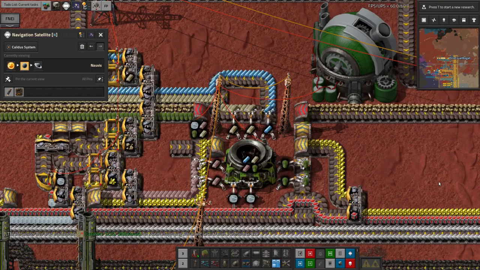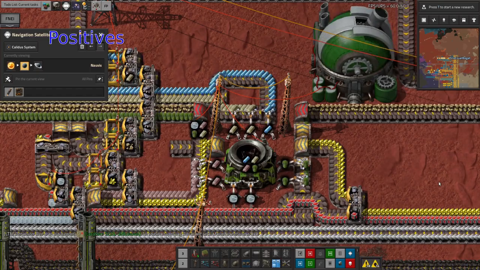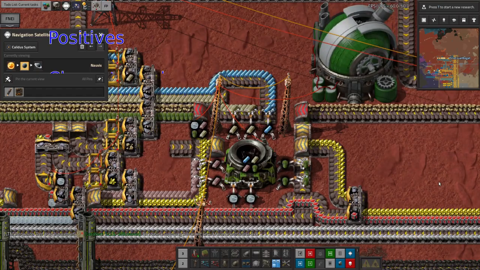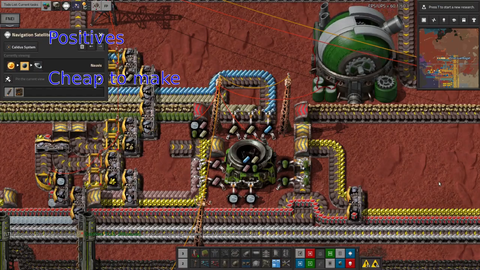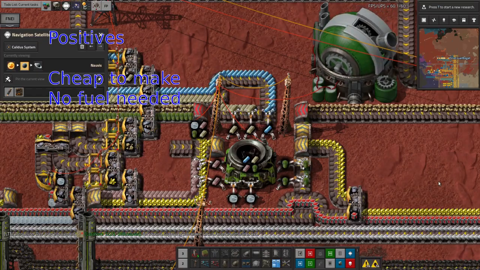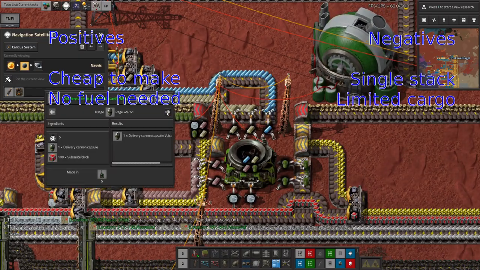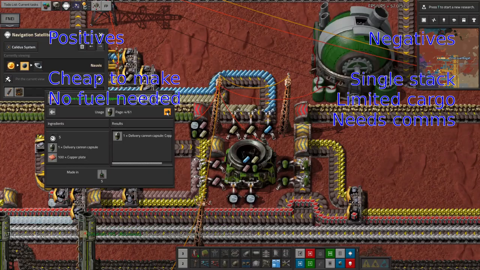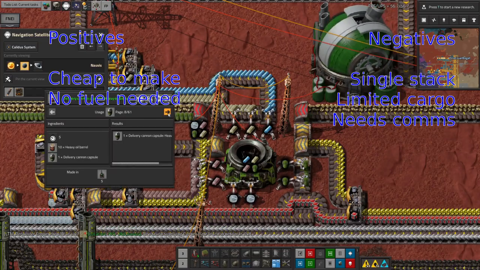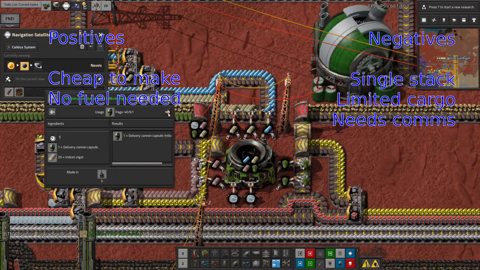deliver to multiple chests. So, on the positive side, delivery cannon capsules are quite cheap at about 93 resources per capsule, and they don't require any fuel. On the negative side, they only carry a single stack, they're very limited in what they can carry, and you will need some form of communication system to ensure that the cannon doesn't overfill the receiver chest.